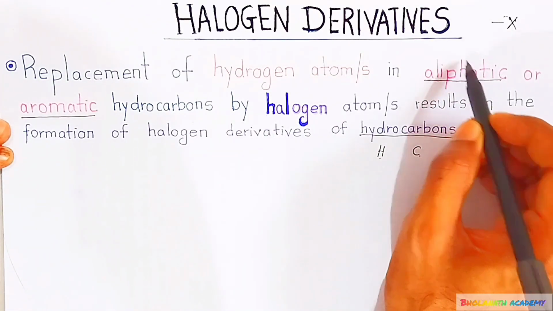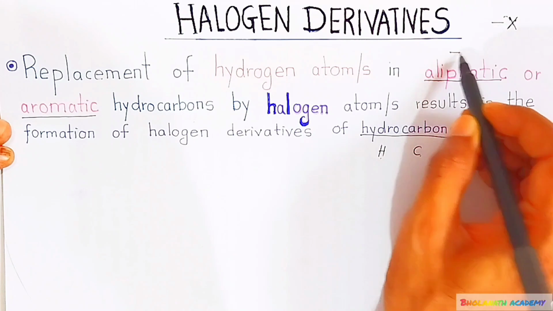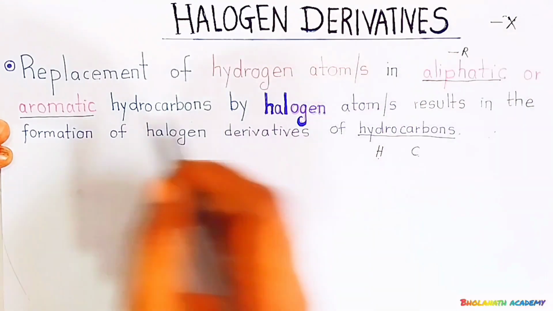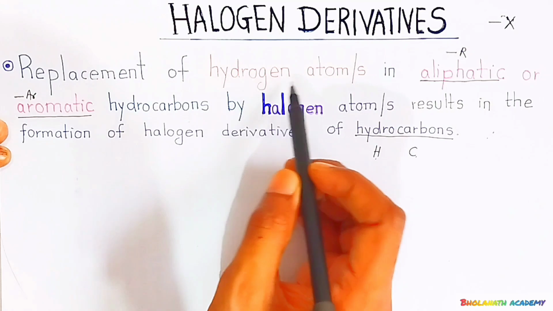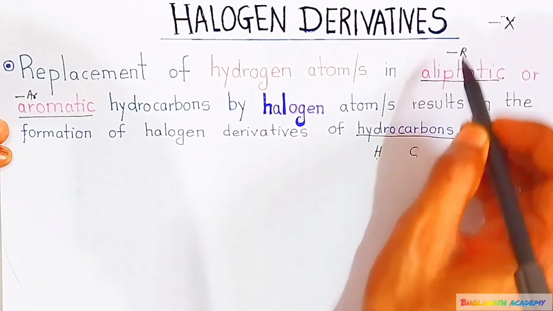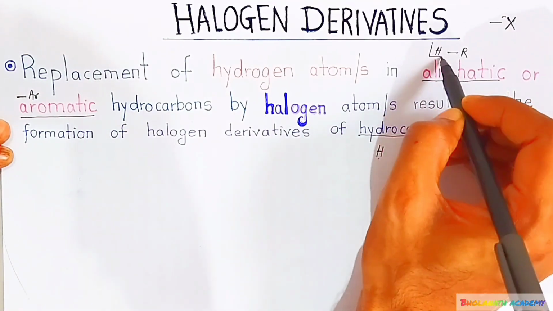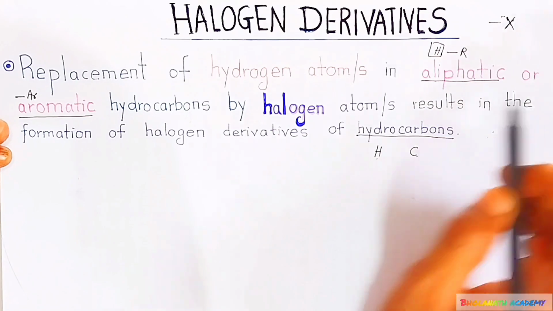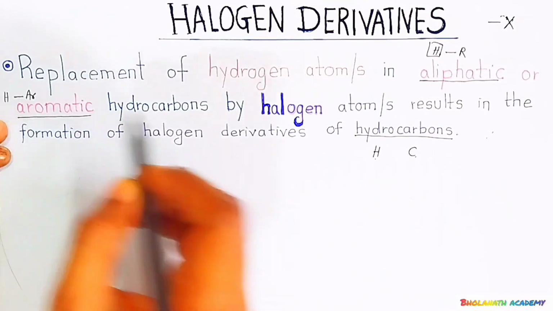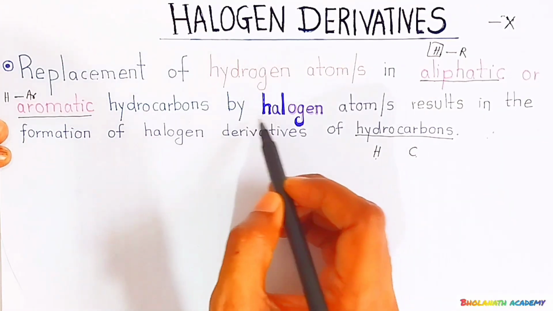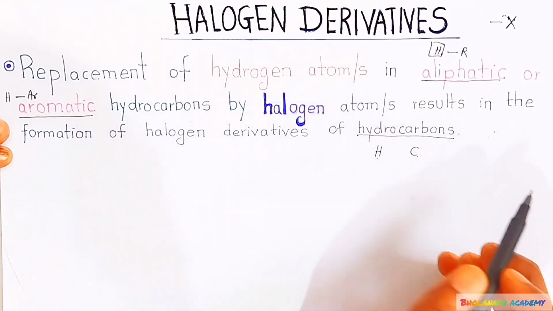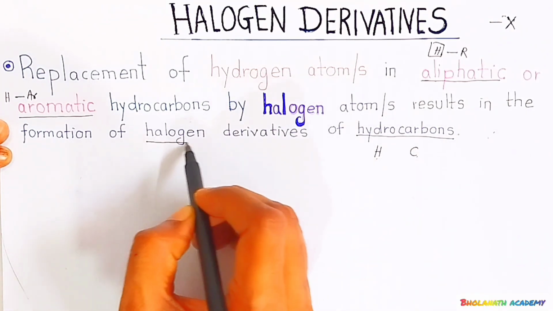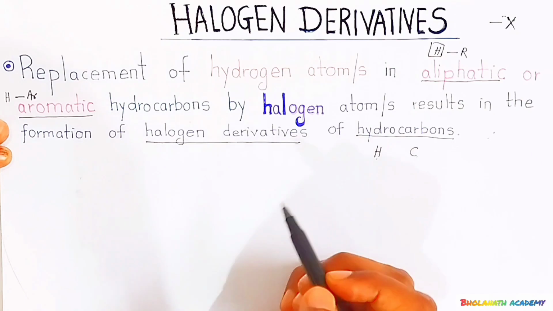Okay students, aliphatic we show with the symbol R, and aromatic we show with Ar. The replacement of hydrogen atom: here, students, we are replacing the hydrogen of aliphatic, and here we are replacing the hydrogen of aromatic hydrocarbon by halogen atom. This results in the formation of halogen derivative of hydrocarbon. The compound which we get is called halogen derivative.